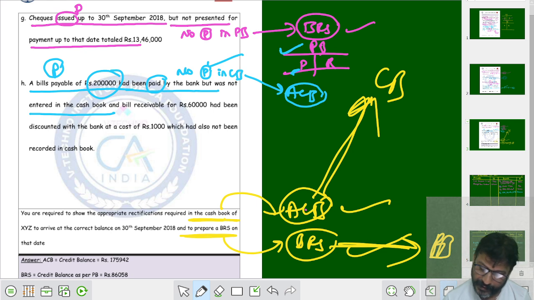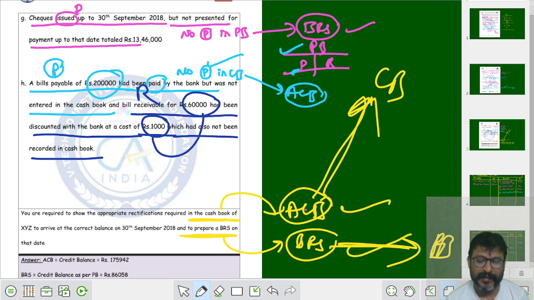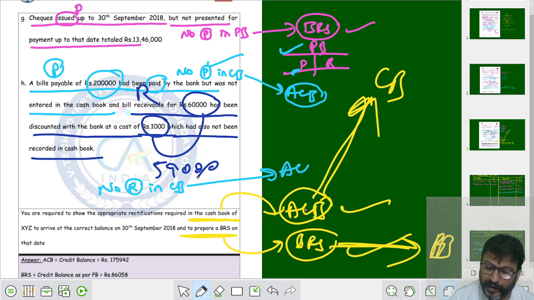Bills receivable, I repeat my explanation. Bills receivable of rupees 60,000 discounted with the bank at the cost of rupees 1000 had also not been recorded in the cash book. See, bills receivable means what? A receipt. 60,000. Discount is how much? 1000. Out of 60 subtract 1000, we get 59,000. Am I right? Was not recorded in the cash book. It means what? No receipt in cash book. Where I should take? Again, I have to take it on the debit side of ACB only.